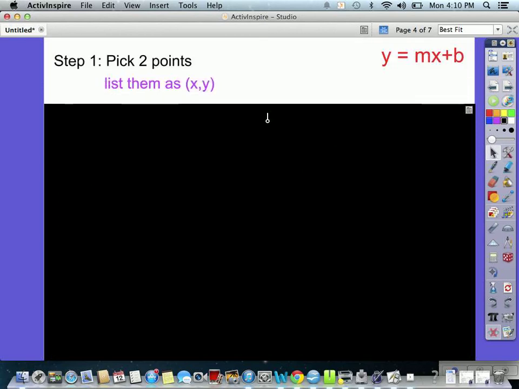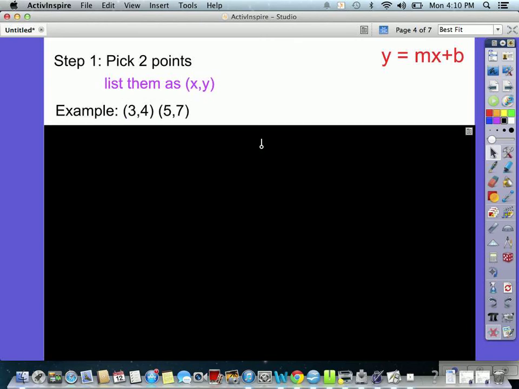Here are the notes that I gave in class that you guys did not write down. I would advise you all to write them down because I most likely will not give them again. Step 1, pick 2 points. List them as x and y. Here's your example. I have 2 points, 3, 4, and 5, 7.